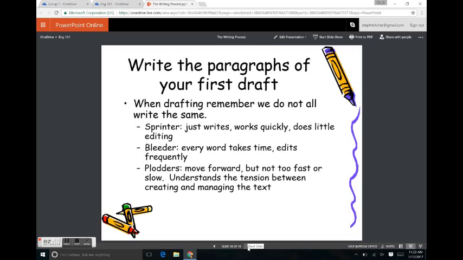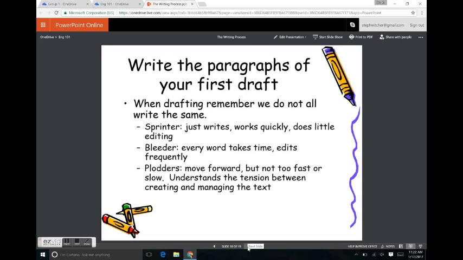The first one is the sprinter. The sprinter just writes. This is the person who sits down to a computer and just busts out the paper very quickly. Very little editing. It just all comes out. Now, how many of you out there are sprinters? Probably quite a few. The one thing you need to know, sprinters, is that you are terrible at editing your papers. And you really do need to spend some time editing your papers, because the problem with getting your words out so quickly is that you're not bothering to take the time to make sure they sound like they should or like you want them to. So you really do need to go back and edit.